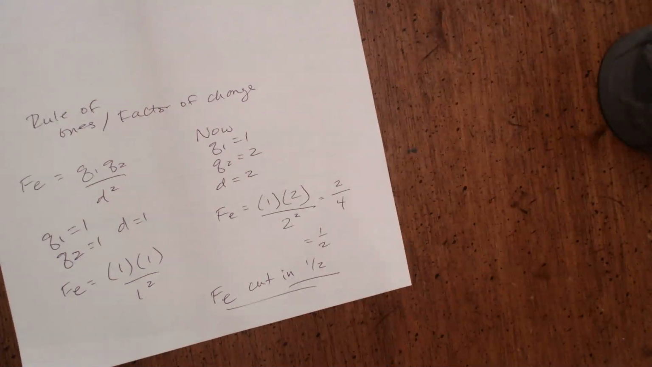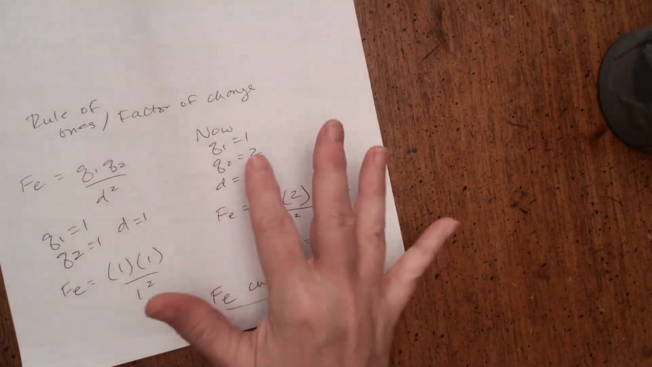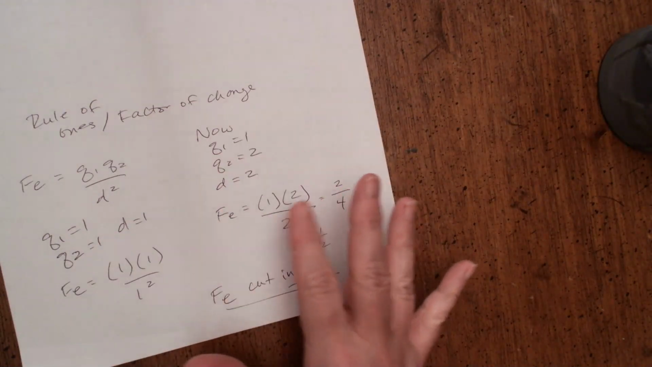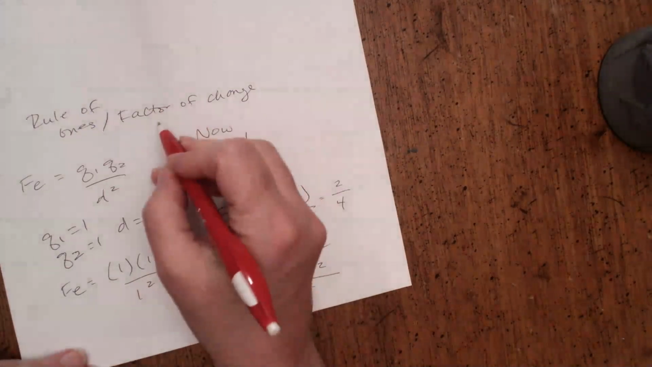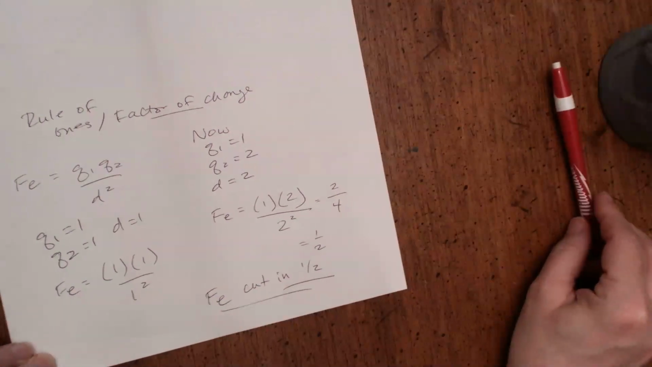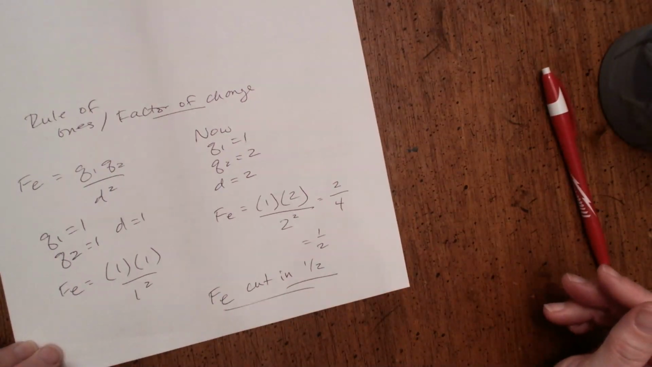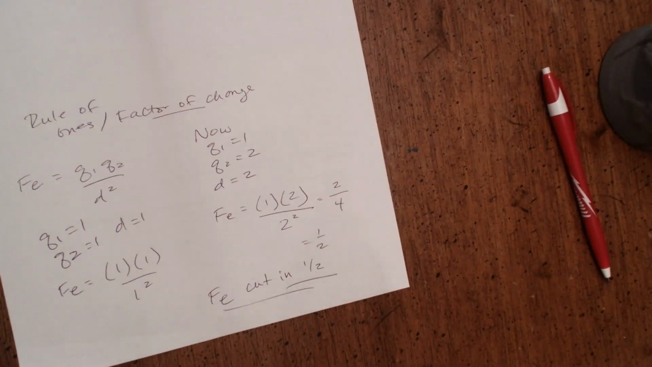But with rule of ones, you just start off with everything 1, set up your equation, and then change only the things you need to by the factors that they change, multiply it out again, and that gives you this factor of change of how much your electrostatic force was affected. Or your force of gravity if you're doing that one. So all right, that's it for electrostatics.